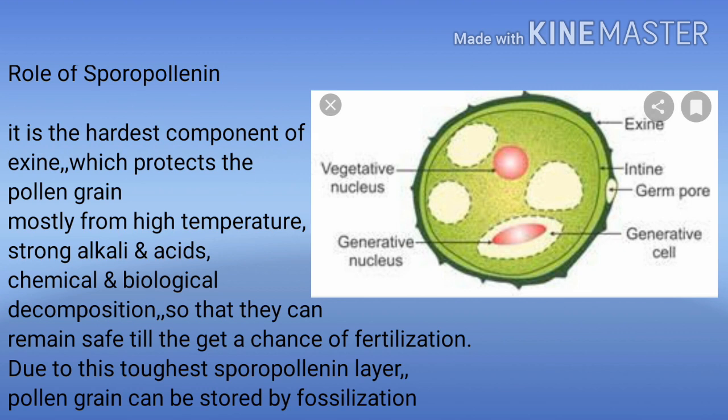It has a prominent aperture called the germ pore where the sporopollenin is absent on the pollen grain. That means the sporopollenin is surrounding the total pollen grain except at the germ pore. From this germ pore, after germination, the pollen tube will be growing. Pollen grains are well preserved as fossils because of the presence of the sporopollenin.